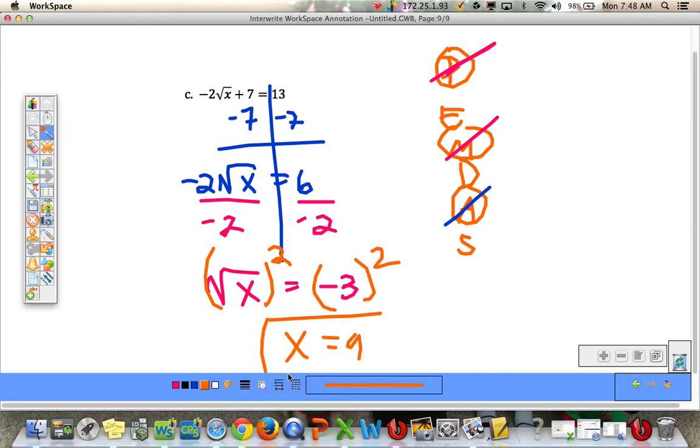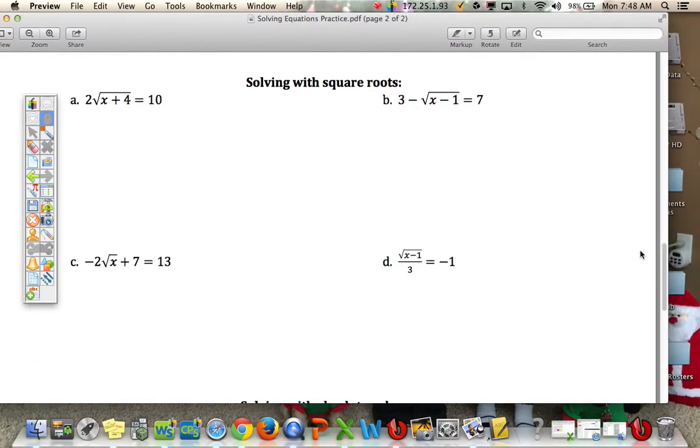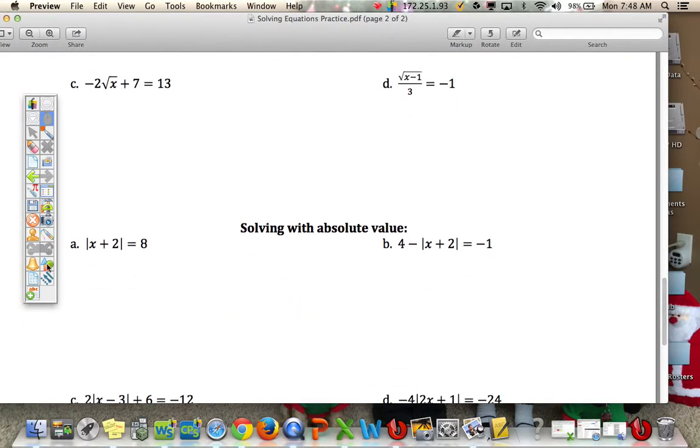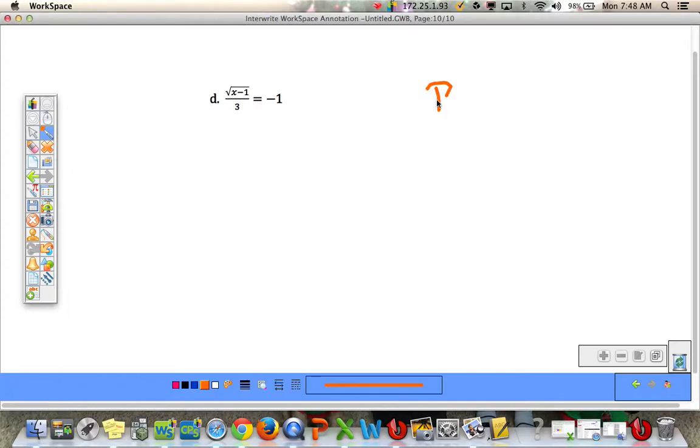So x equals 9. Plug in and check our answer. The square root of 9 is 3, or -3. And -3 times -2 is 6. 6 plus 7 is 13. So that does work. Okay. And last one, and then we'll take a look at absolute value. Okay, so this guy right here, we have PEMDAS.